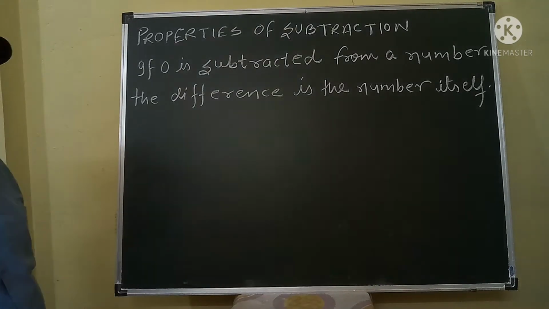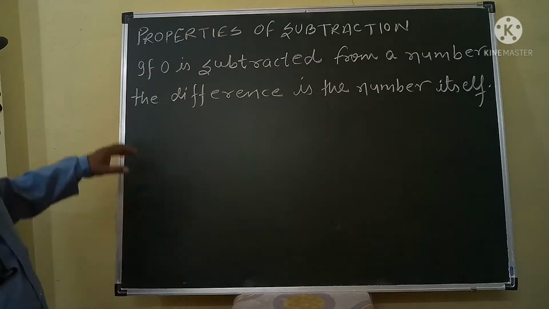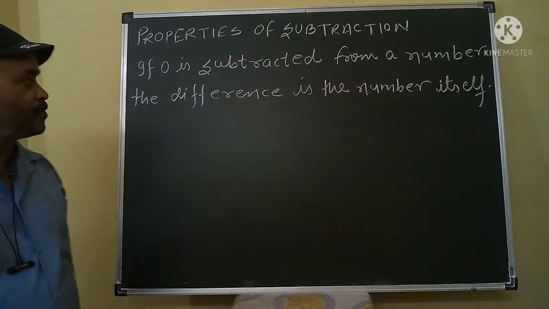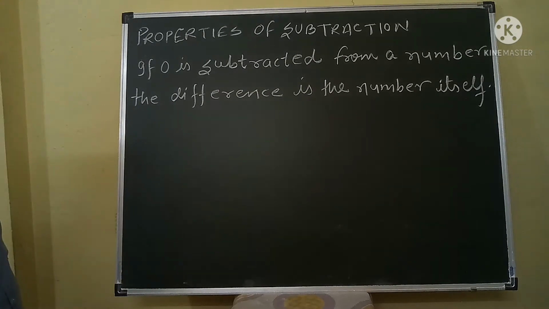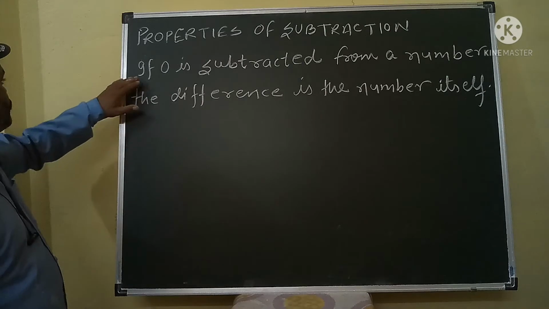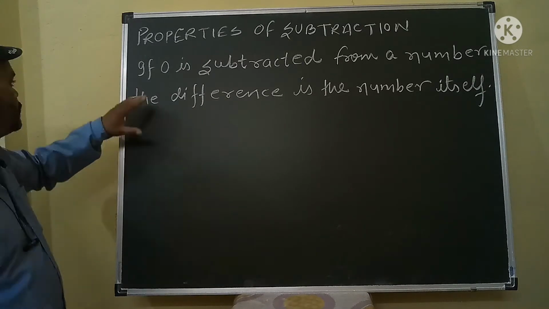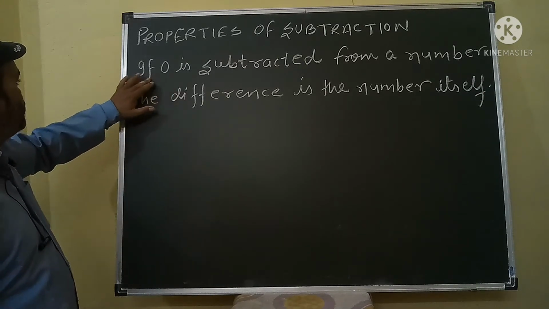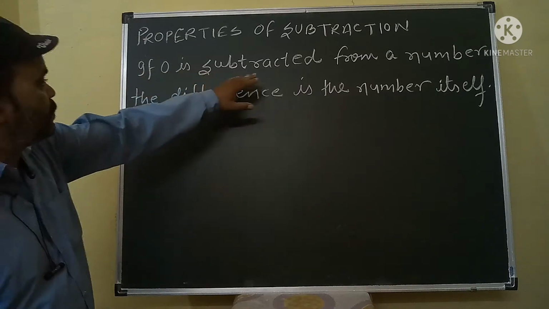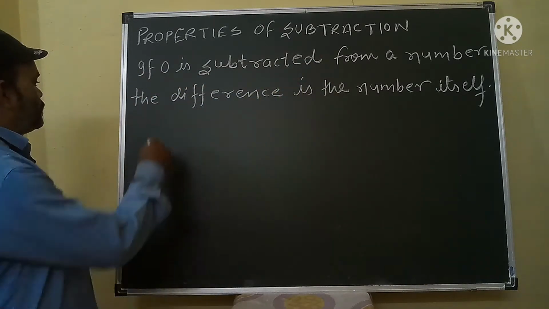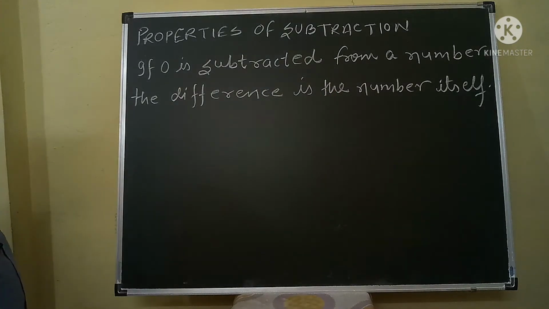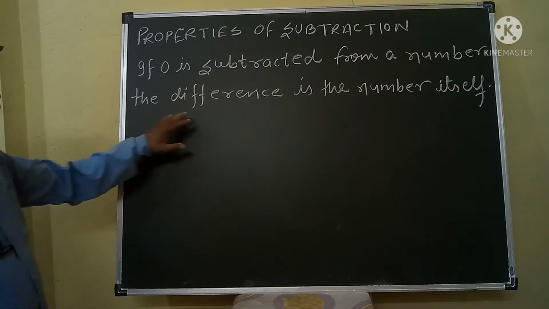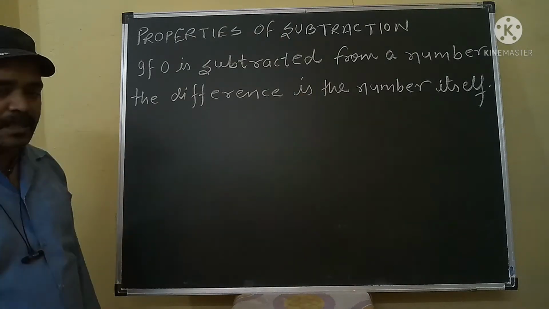Your next topic is properties of subtraction. In this topic, your first rule is if 0 is subtracted from a number, the difference is the number itself.